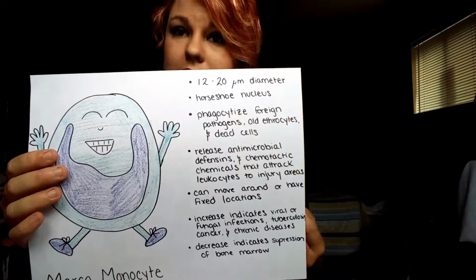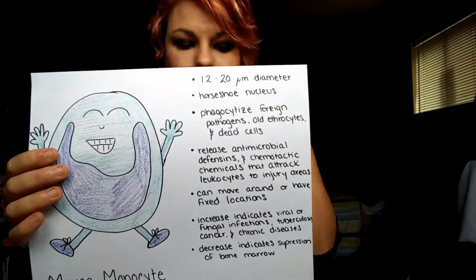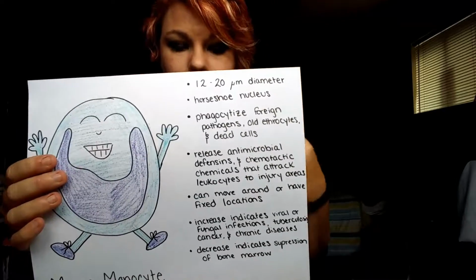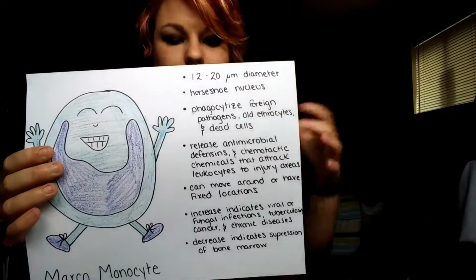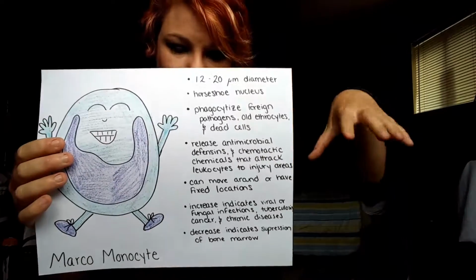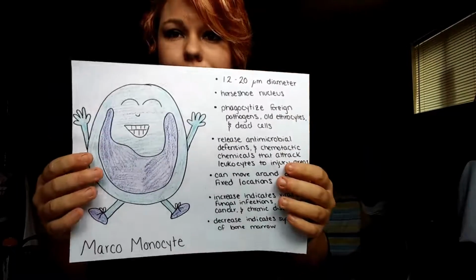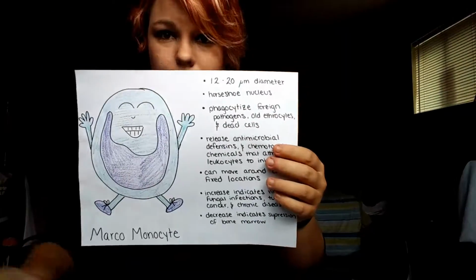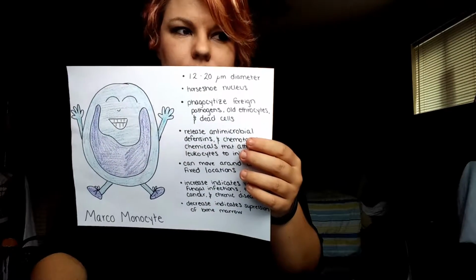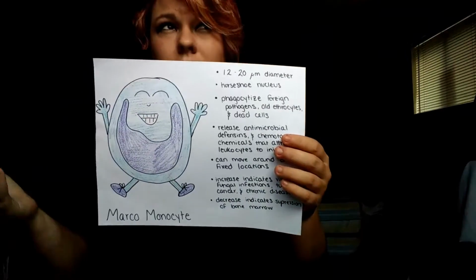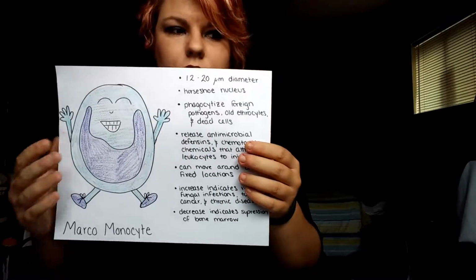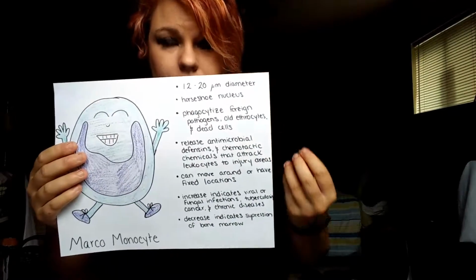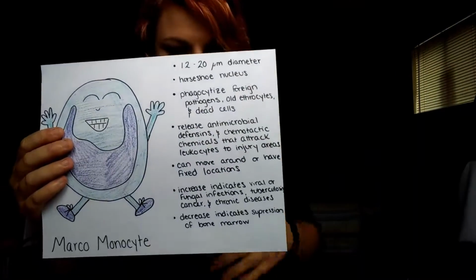Monocytes also release antimicrobial defenses and chemotactic chemicals that attract other leukocytes to injury areas, and they can be in fixed locations or they can move around. They make up 2 to 8% of the leukocytes in the blood plasma, which translates to roughly 450 monocytes in the blood itself.